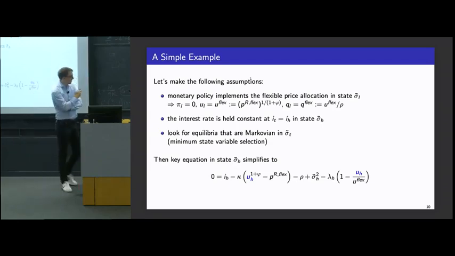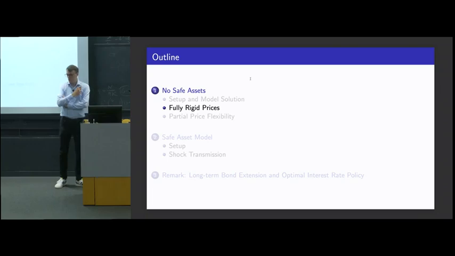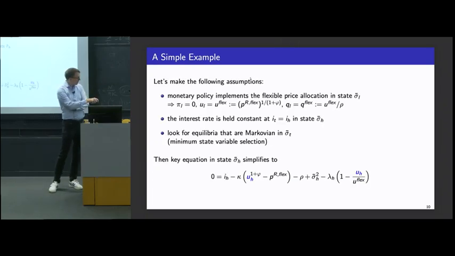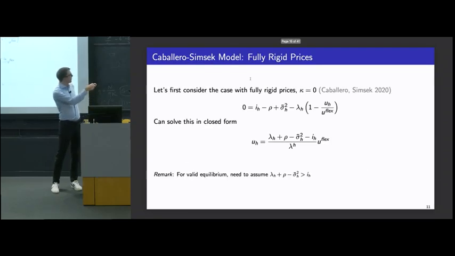Now let me make it even simpler by going to the fully rigid price case. In the fully rigid price case, kappa is 0. Okay? So when kappa is 0, then inflation is always 0. So marginal costs don't matter for price setting because you can't change the price. And that's the case that the Cavaliero-Simsek paper talks about exclusively. Let's do rigid prices. Then we get a linear equation for UH. We can solve that. I guess everyone can do that in the room.